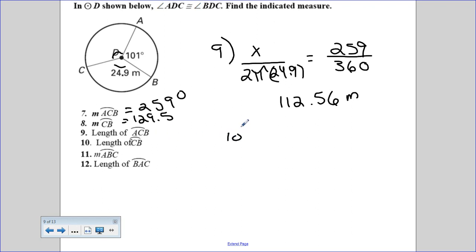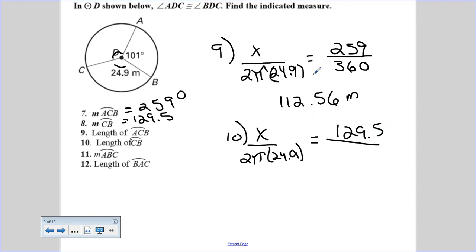For 10, we want to find the length of CB. Right? So again, I'm going to use the proportion. So again, x over 2 pi 24.9 equals, what was the degree measure of that? 129.5. So the only difference between 9 and 10 is at the top, the degree measure changes. All right, so cross multiply, and you should get 56.28, right? It's also half of this, which we also knew we could have taken half of that to begin with.